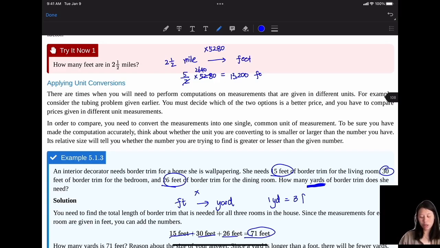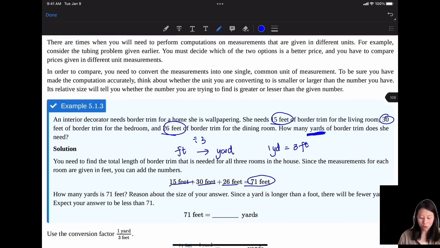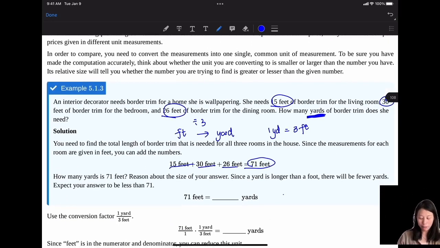1 yard equals to 3 feet. So that means you want to times 3. Oh, I'm sorry. When you're converting a smaller unit to a larger unit, you want to divide. I catch myself. So you want to divide by the conversion factor. So now I want to use 71 feet divided by 3. So how do you calculate this? Well, divided by 3 is equivalent to times 1/3. So that is 71/3 yard.